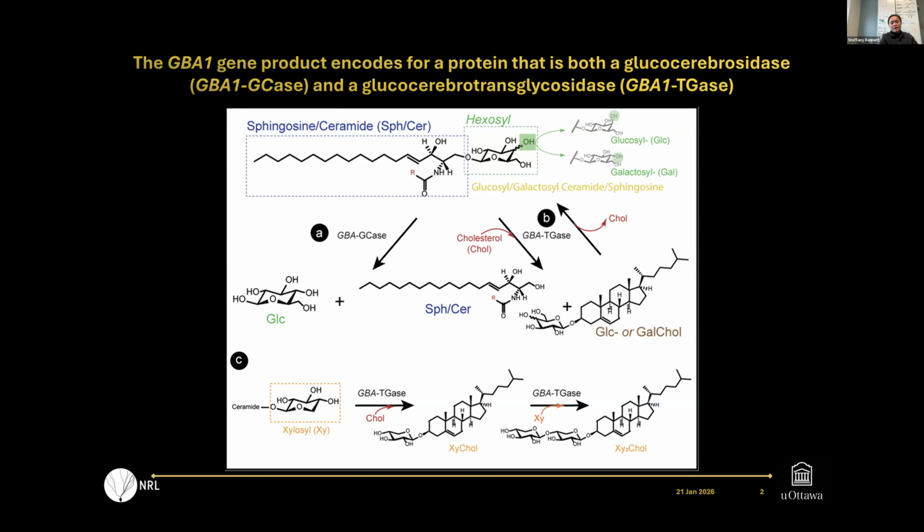More recently, we have been focusing on how GBA1 enzyme can also go beyond just glucose and galactose and transfer sugars introduced into the body from diet, such as xylose. Xylose, when introduced into the body, can form a quite rare form of glycosylated ceramide, xylosylceramide. GBA1 enzyme, functioning as a transferase, can take this xylose sugar and put it on cholesterol, not just once, but multiple times, to form xylose cholesterol, xylose 2 cholesterol, or xylose 3 cholesterol.